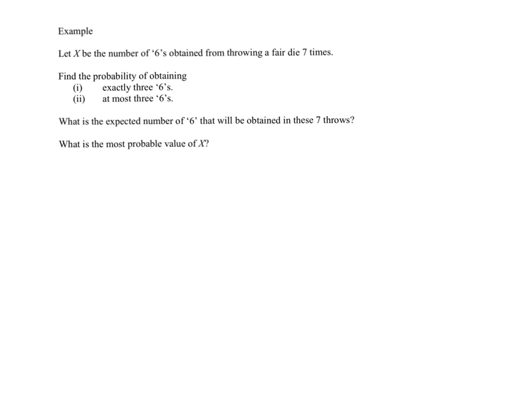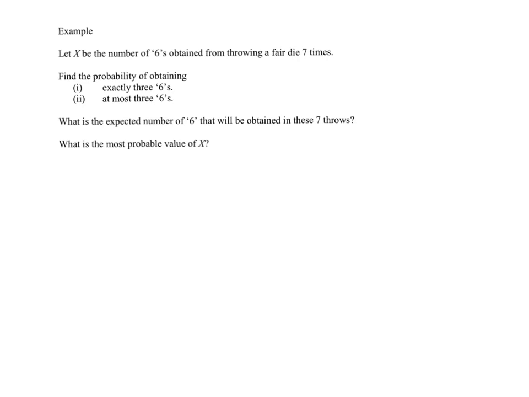Let us look at one simple example. The example will help us illustrate how we present our solutions. X is the number of sixes obtained from throwing a fair die 7 times. Whenever we are given questions in statistics and you suspect that the random variable follows a binomial distribution, you need to go through in your head whether it fulfills the conditions of a binomial distribution.